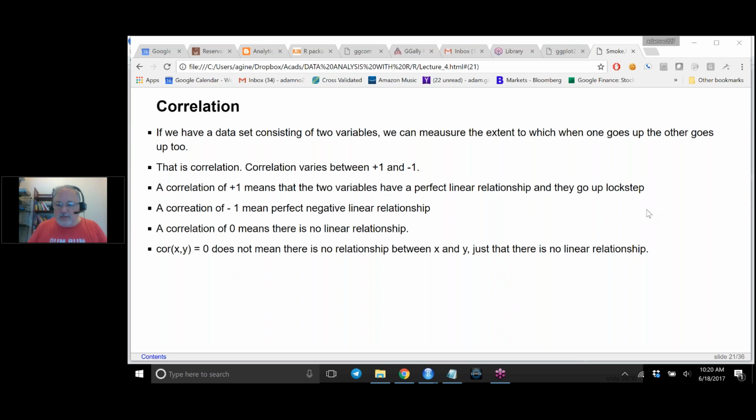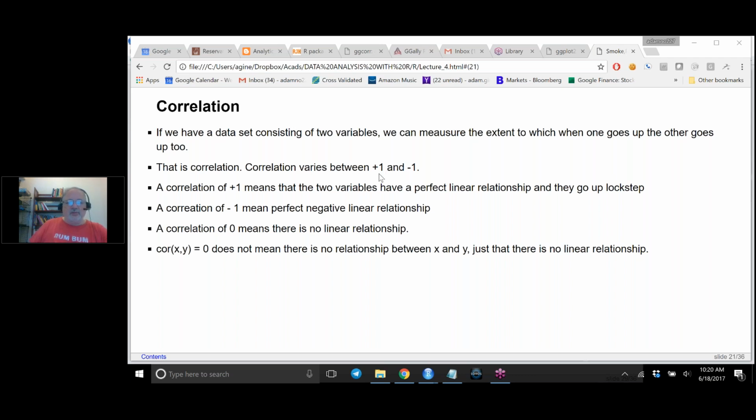Any other questions? All right, let's move on. So correlation is a way of measuring a connection between two data sets and how well they're related. And I want to stress this, how well they're related in a linear fashion, which is to say, when one goes up by a factor of something, the other one goes up by a similar amount.